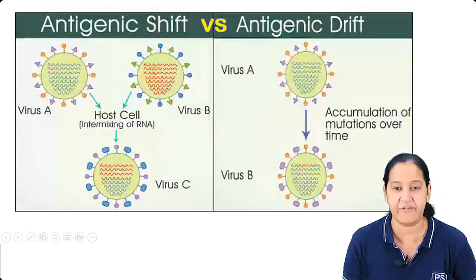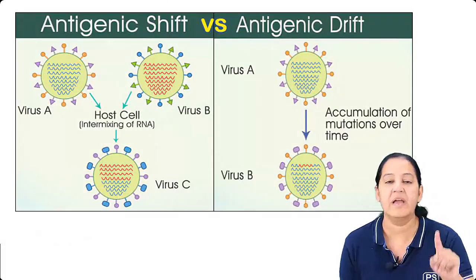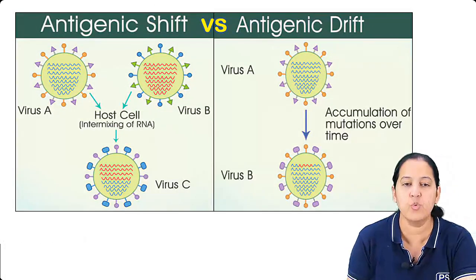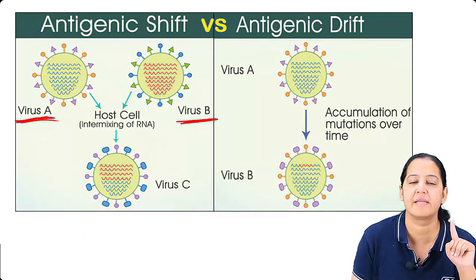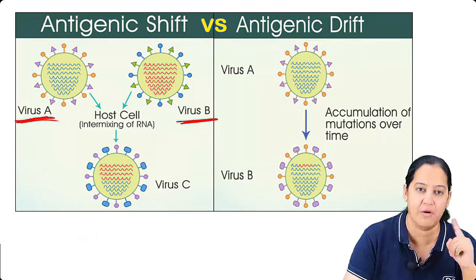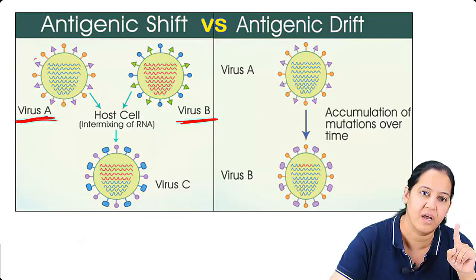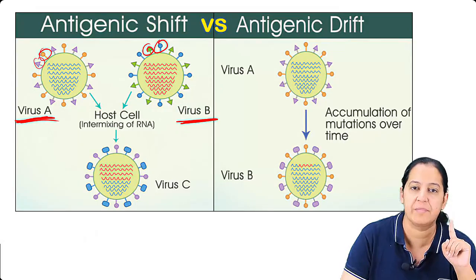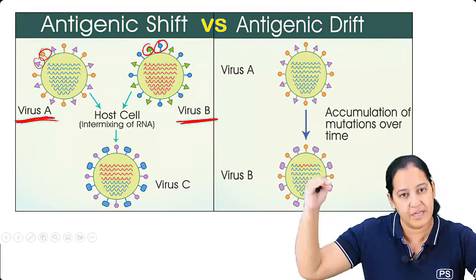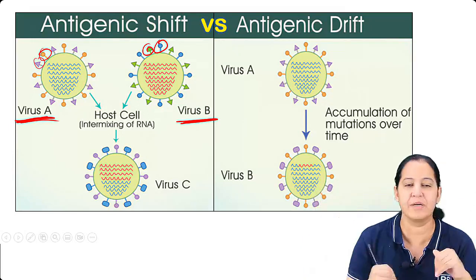So see the diagram. Everyone on the screen, can you see the two viruses? This is a virus, this is a virus. See H and N on their surface. I want you to highlight, see the H and N. See the color, see the shape. H and N are entirely different. The two viruses merge together. Got my point?